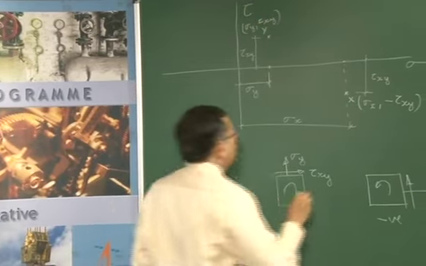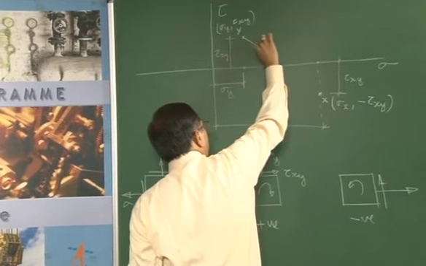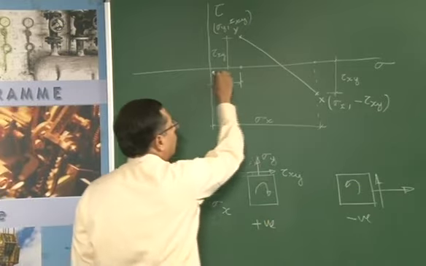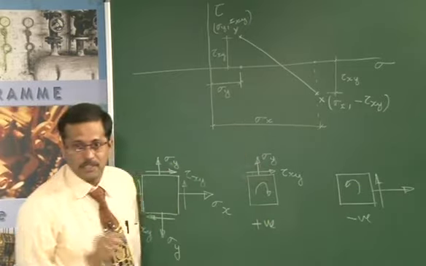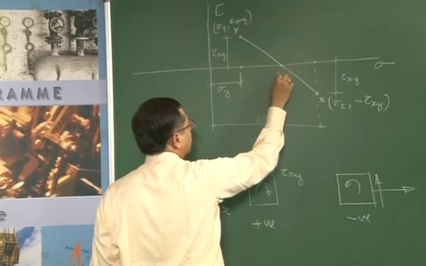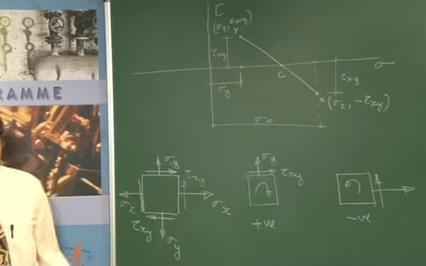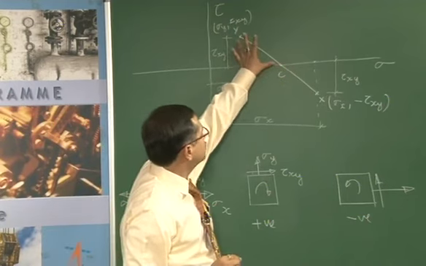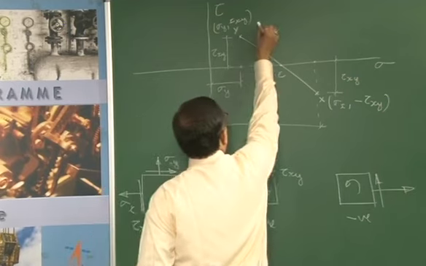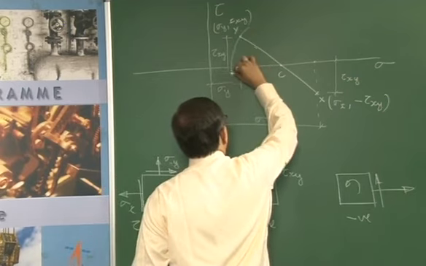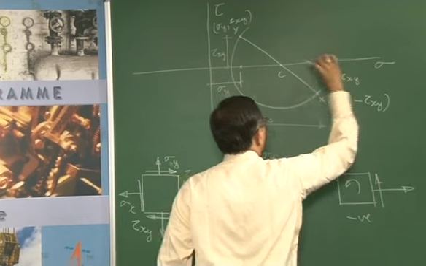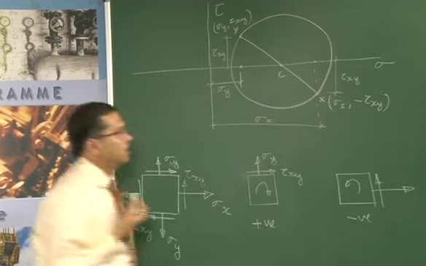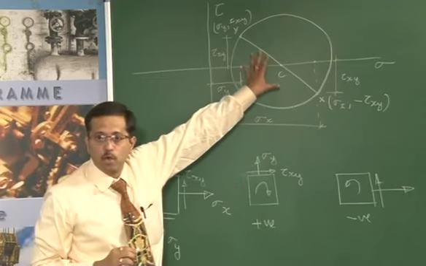Now, if I join these two points, this line is going to cut the x axis, or the normal stress axis, at a point which I will call C. Now, with C as the center and the radius either Cx or Cy, we would draw a circle passing through these points. Something like this. This is how we are going to get the circle. This is called the Mohr circle.